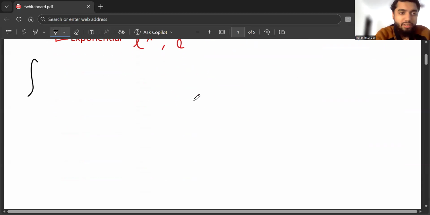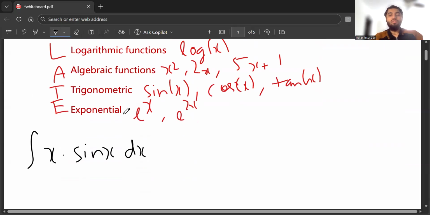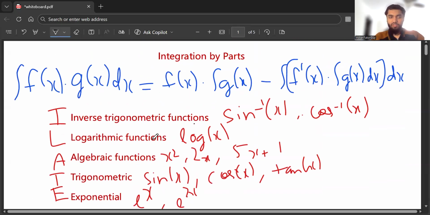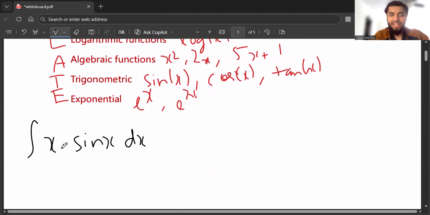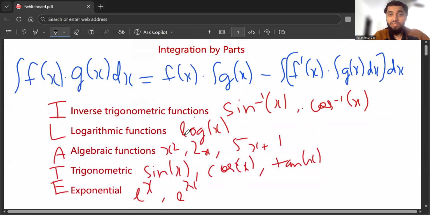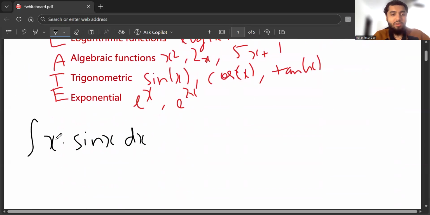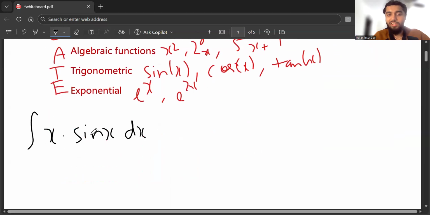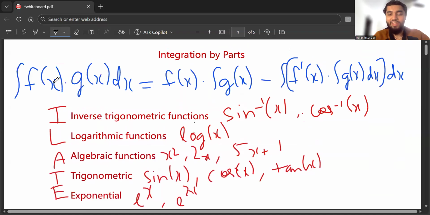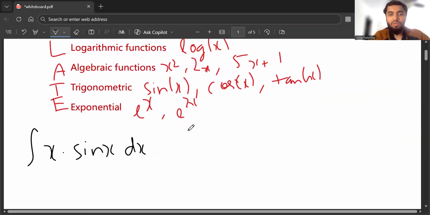Let's try to do the integral of x times sine x. So this looks exactly like integration by parts because you have two functions, x and sine x, which are being multiplied, and you have to do the integral of the entire expression. So now the decision we have to make is, do we choose x as the f of x or g of x? And similarly for sine of x, should sine of x be the f of x or g of x?